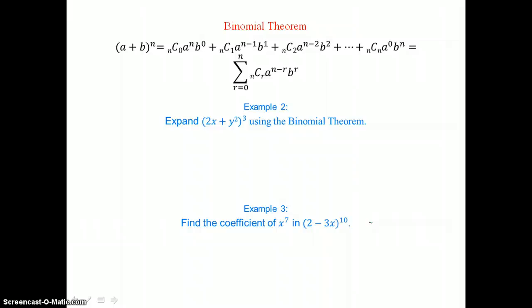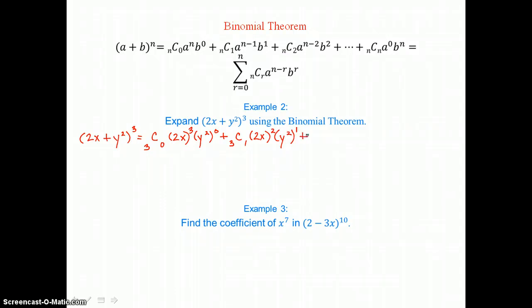In example 2, we want to expand 2x plus y squared to the 3rd power using the binomial theorem. So we're looking for 4 terms in this expansion because it's raised to the 3rd power. We know there's going to be 4 terms. The first term is going to have a coefficient of 3, that's our value of n, choose 0, and it's going to have 3 factors of 2x, and it's going to have no factors of y squared. Okay, the next term is going to have a coefficient of 3 choose 1. It's going to have 1 less factor of 2x and 1 more factor of y squared.